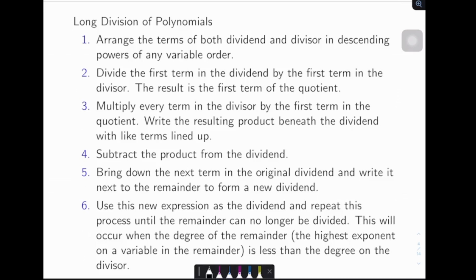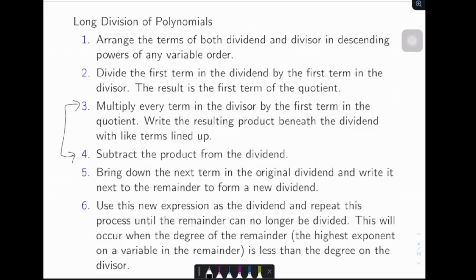So I kind of here combined steps 3 and 4 by putting the minus sign there. Why? Because I've seen many, many mistakes among students, and I realized if I just combine those into one step, we have fewer issues. Bring down the next term in the original dividends and write it next to the remainder to form a new dividend, and then use the expression as the dividend and repeat this process. So basically we just do everything that I did.